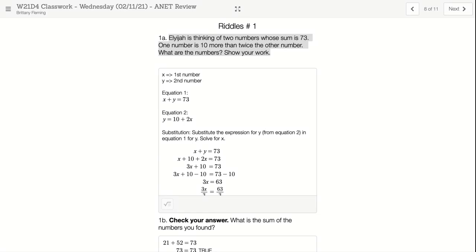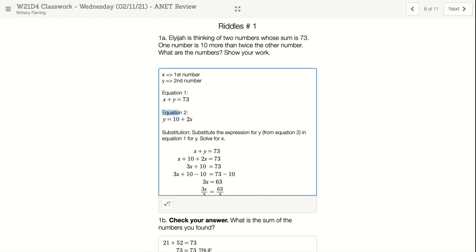First, we must decide what x will represent in the story problem. So x will represent the first number, and then y will represent the second number right here. Now, we can write an equation because we know that the sum of the two numbers is 73. So we can write x plus y equals 73 because sum means addition.